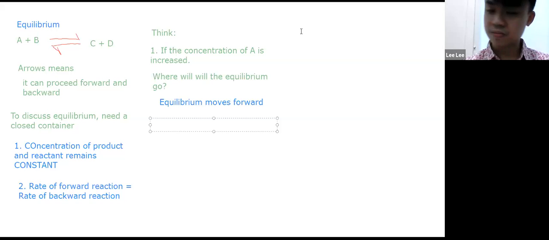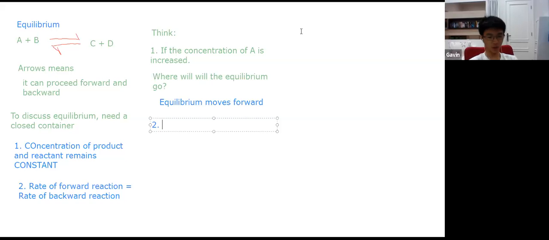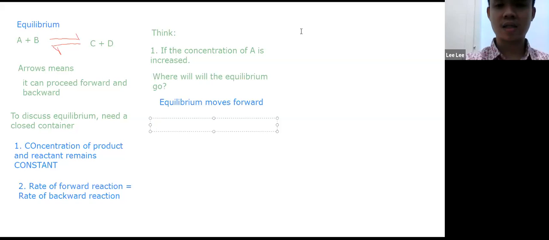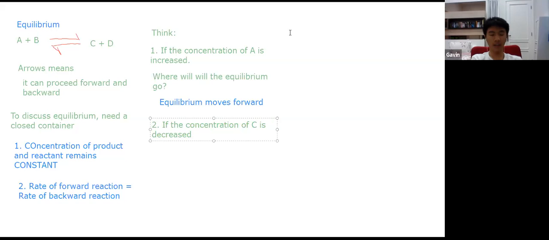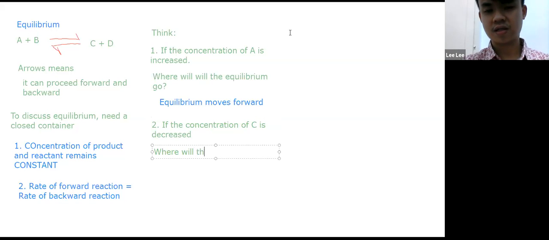Any question? Do you mean like position in the container? Yes. Wait, sir, are A and B on opposite sides of the container? No, not opposite sides. They are the reactants. They are in one container also. There are particles A, B, C, and D.